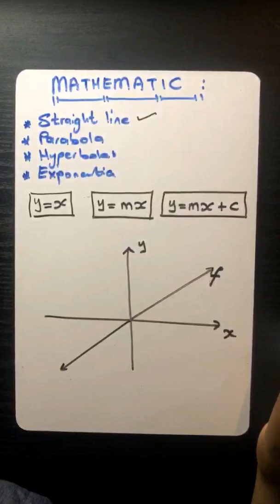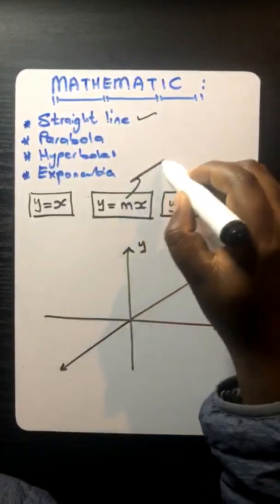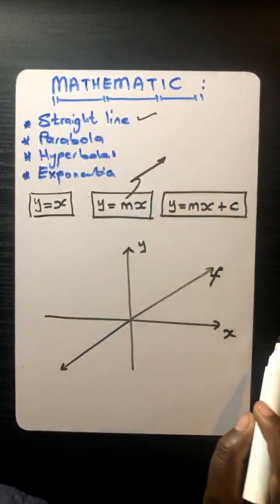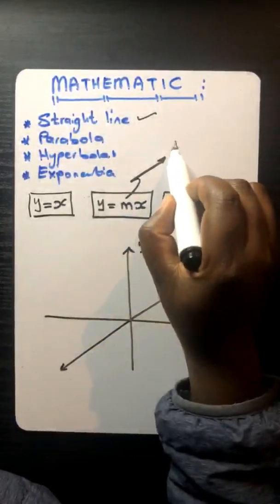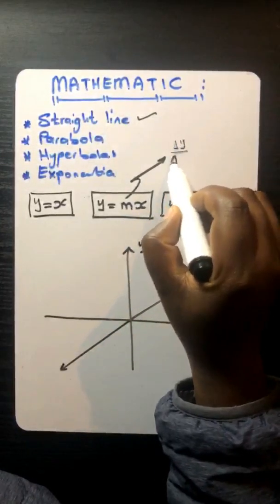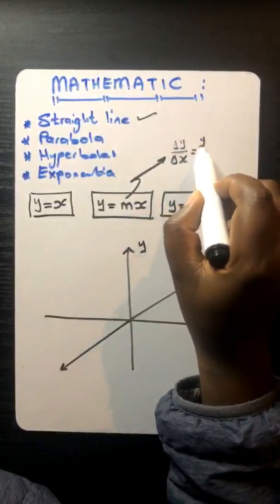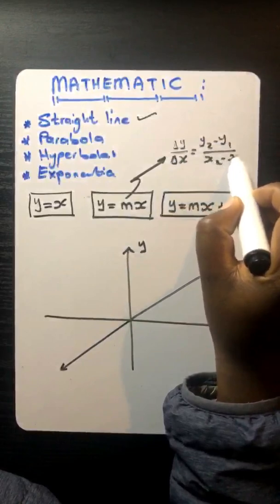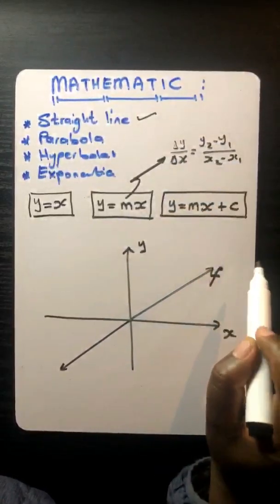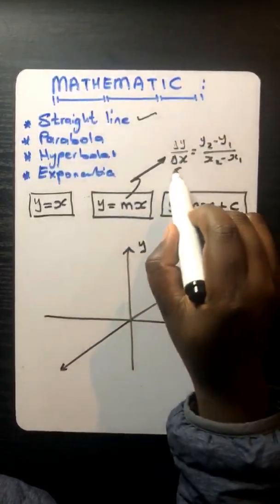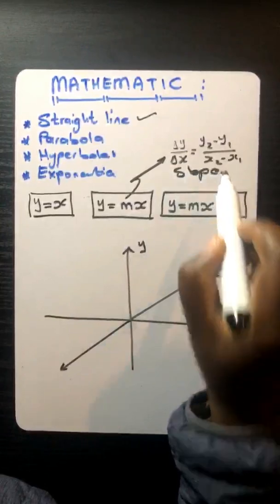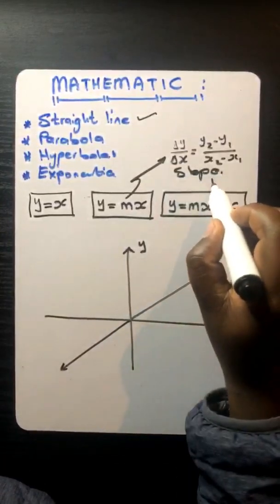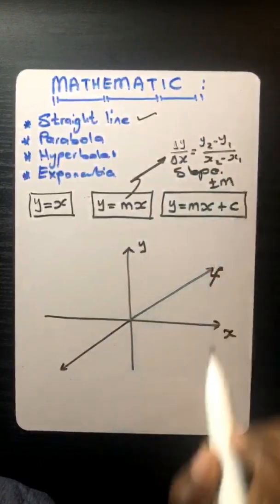So now, after some time, we realize that we've got something called the gradient. And the equation of the gradient we know is change in y over change in x, being y2 minus y1 over x2 minus x1. So we know that the gradient is actually the slope. So that means the slope can either be positive or negative.